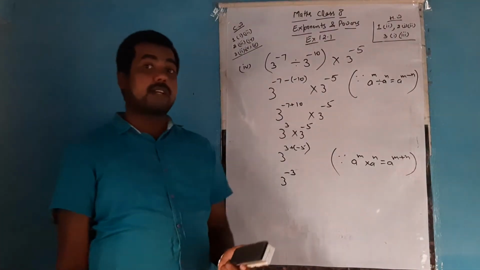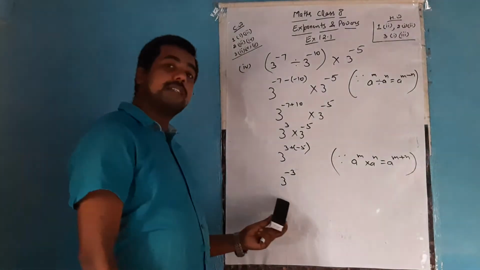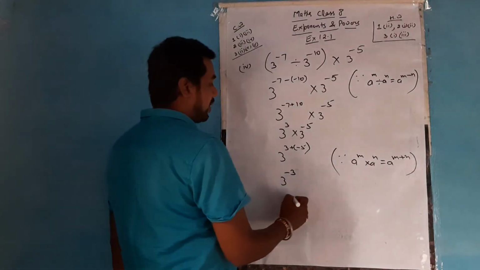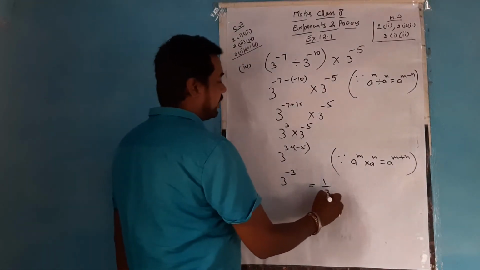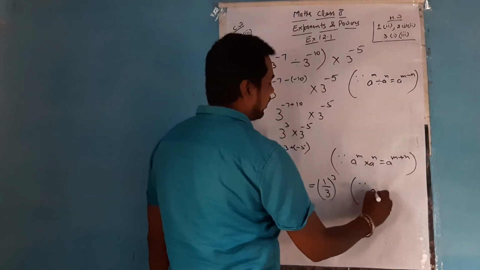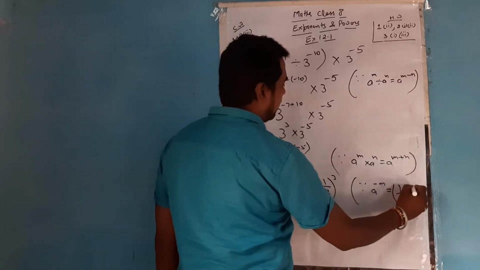As the question says that the answer should be in the form of positive exponent, we cannot leave the answer here as the power is negative. And as you know, when the power is negative, we need to take the reciprocal of the base part. So we applied this here, since a power minus m is 1 by a to the power m.